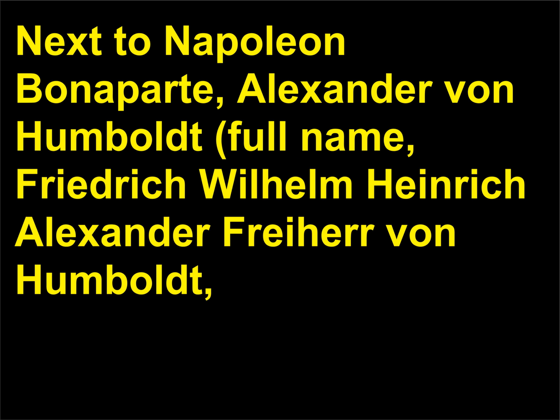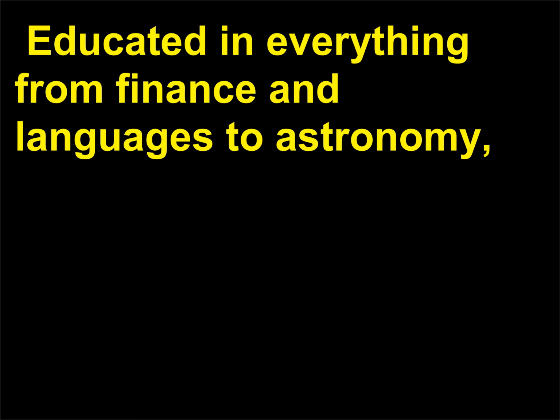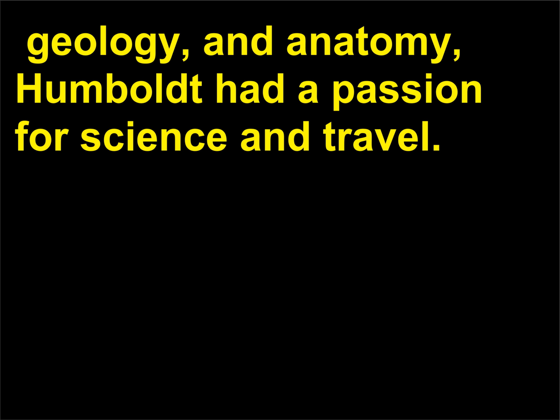Next to Napoleon Bonaparte, Alexander von Humboldt, full name, Friedrich Wilhelm Heinrich Alexander Freiherr von Humboldt, 1769–1859, was largely regarded as the most famous man in Europe in his day. Educated in everything from finance and languages to astronomy, geology, and anatomy, Humboldt had a passion for science and travel.